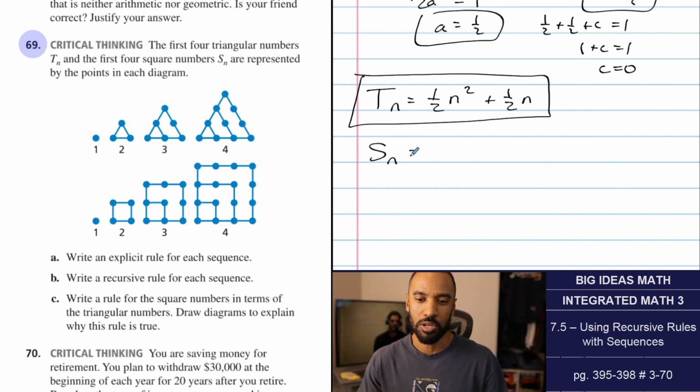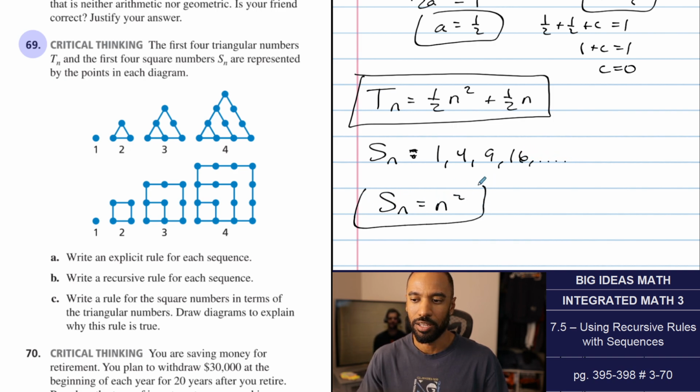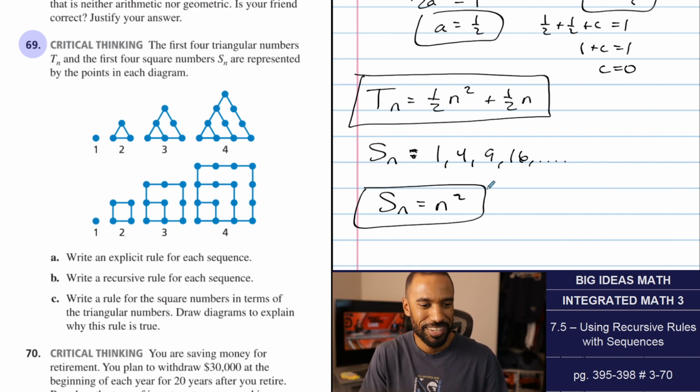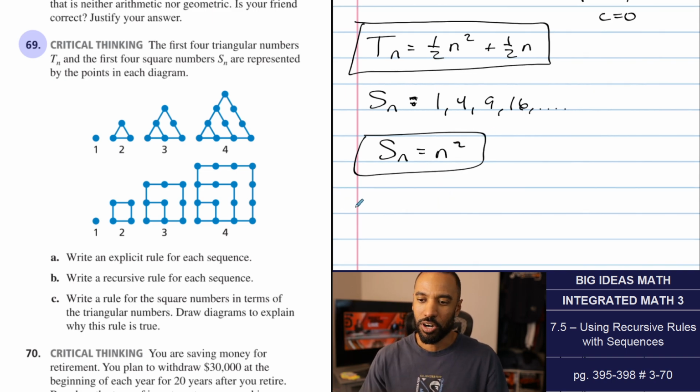S sub n, meanwhile, is that the terms are 1, 4, 9, 16, etc. That is S sub n equals n squared. Okay, I'm done with that one. Part B, write a recursive rule for each sequence.